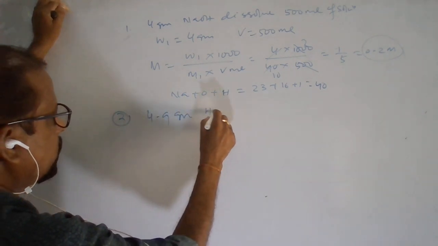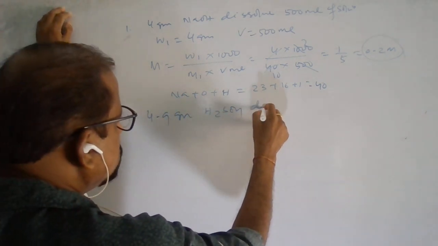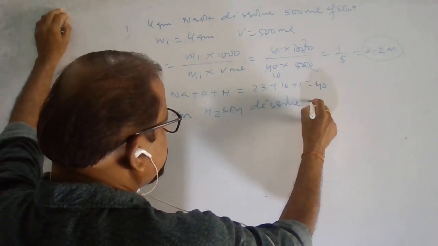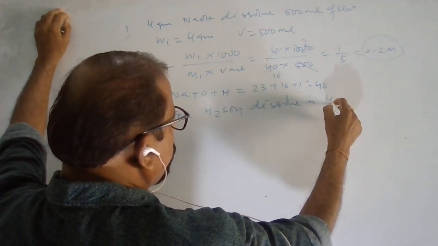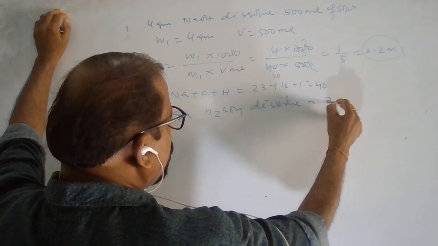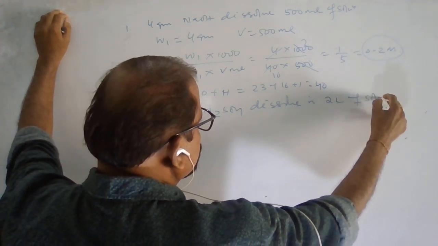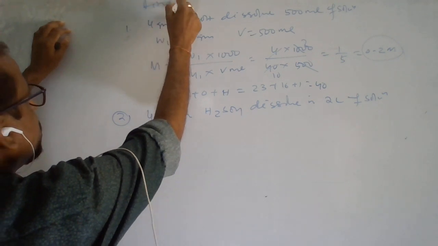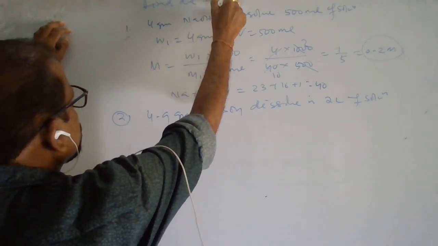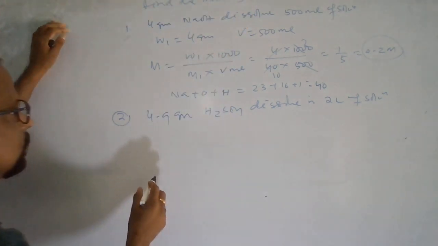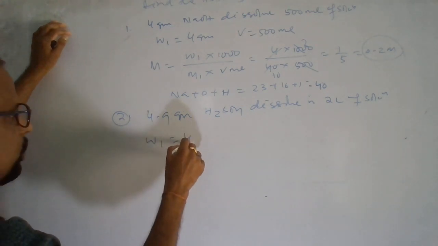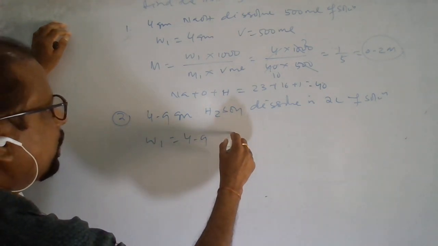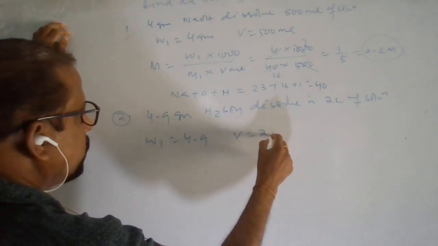4.9 gram of sulfuric acid dissolved in 2 liter of solution. Find the molarity. Always you have to find the molarity of the solution. So here W1 is equal to 4.9 gram and V is equal to 2 liter.